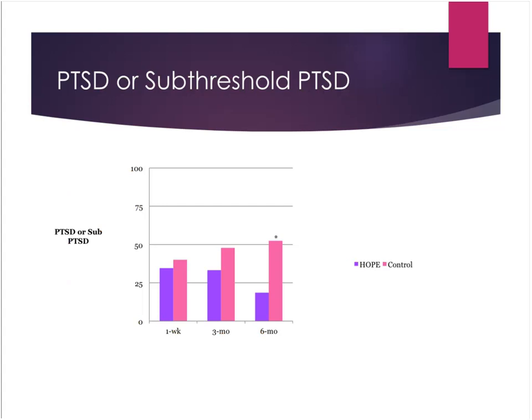This slide shows, similar to the first slide I showed for the first study on HOPE, the percentage of women who met criteria for PTSD or subthreshold PTSD. At 6 months, we have a pretty large difference: in the control group, over half the women still have PTSD or subthreshold PTSD, whereas a much smaller percentage of women in HOPE still have clinically significant PTSD symptoms.